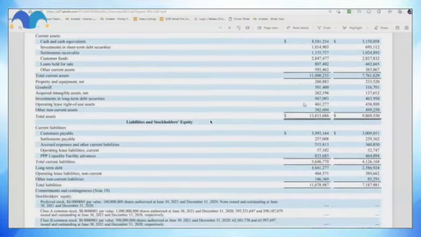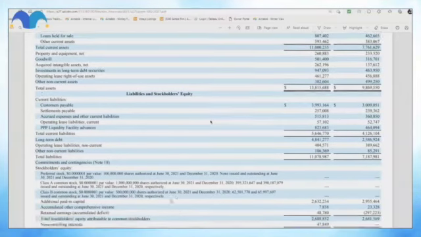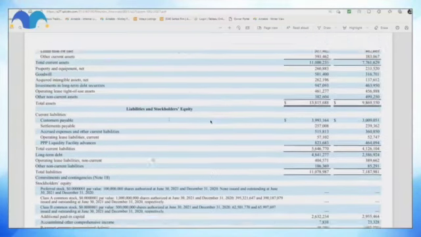Going down to the next section. Your balance sheet is split into two sections. You have assets on the top and liabilities right here. And then at the bottom, you have stockholders' equity, which theirs is in the same section.